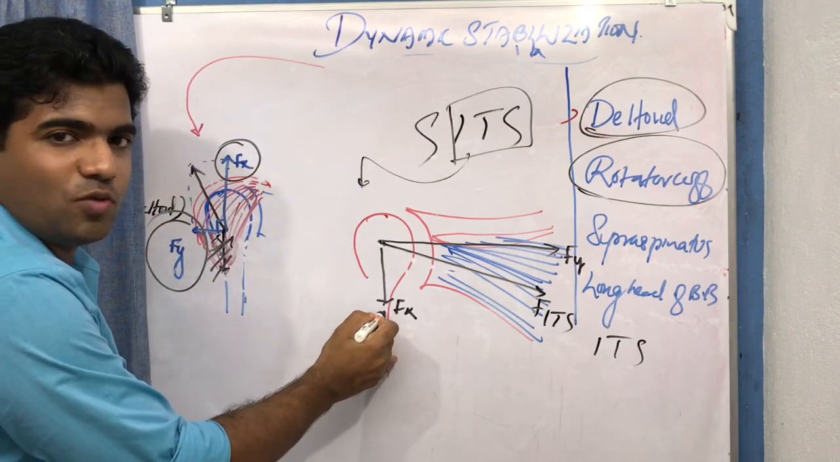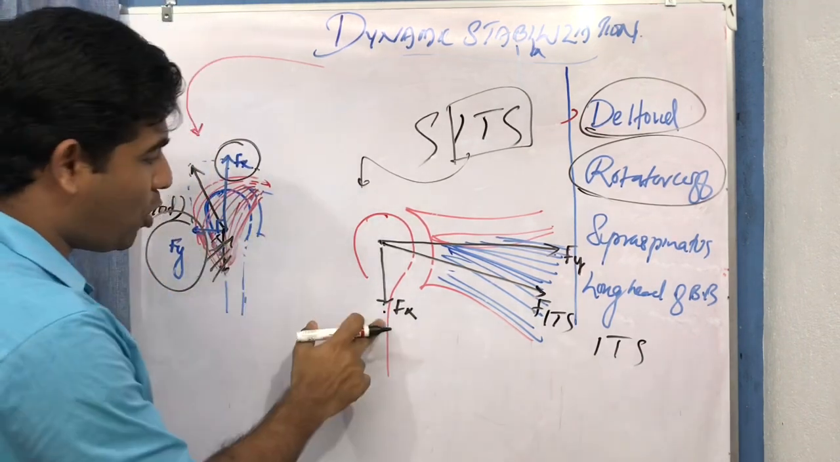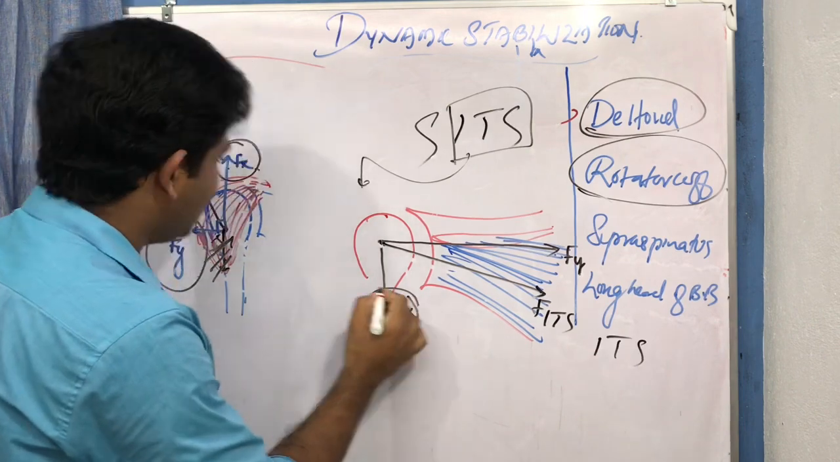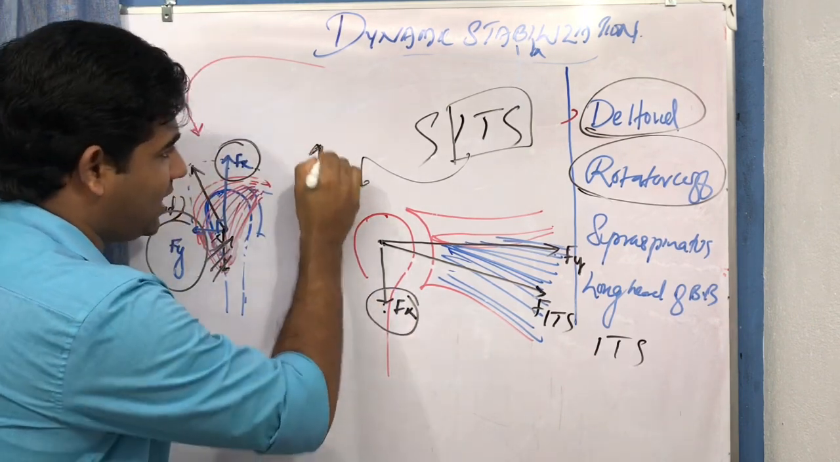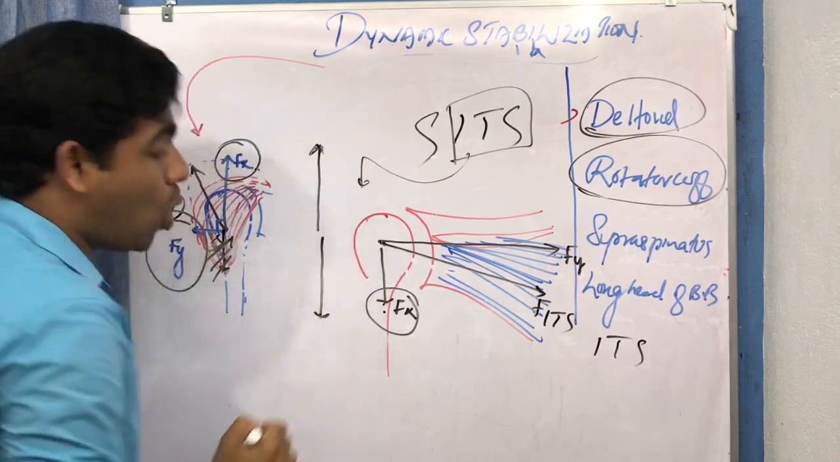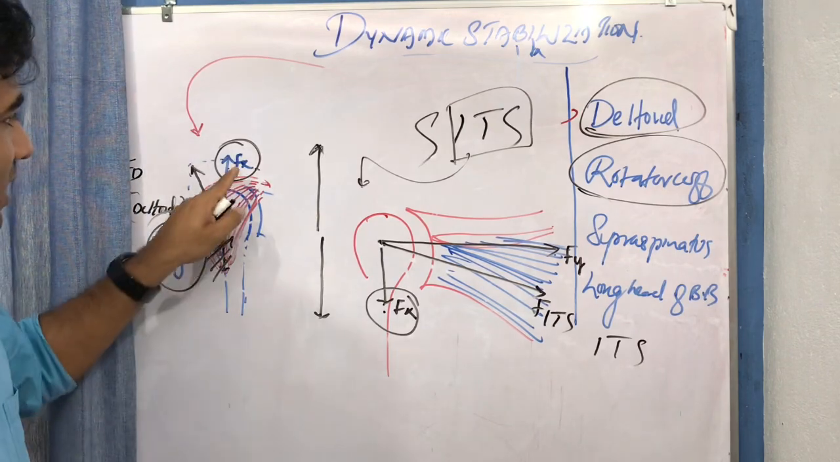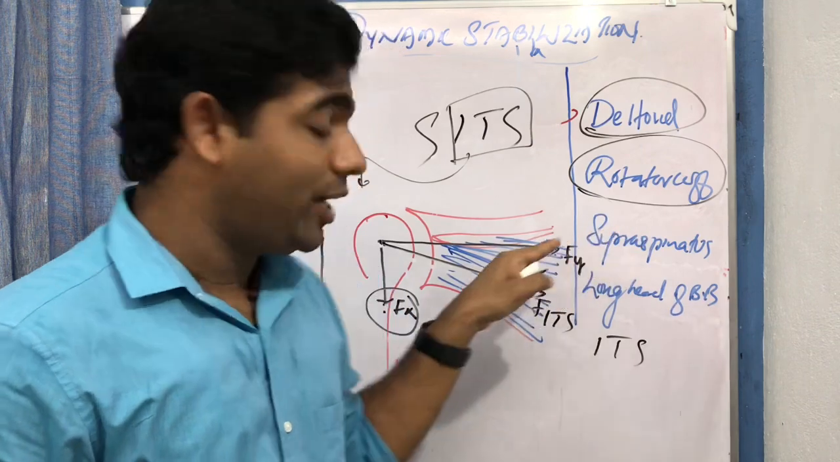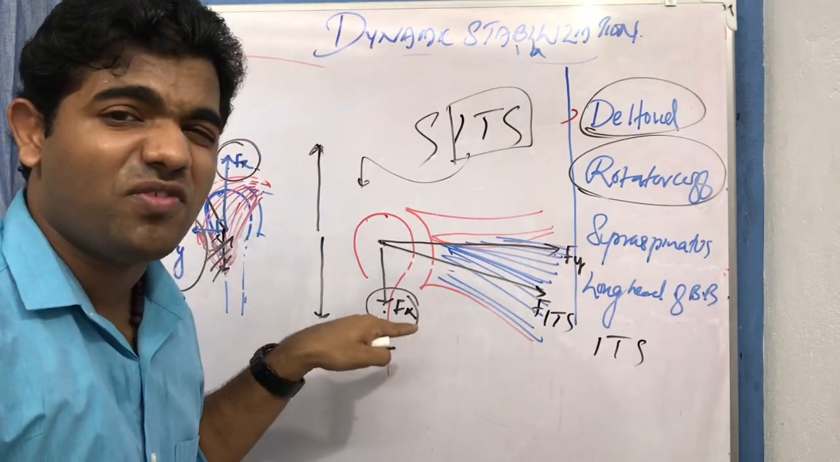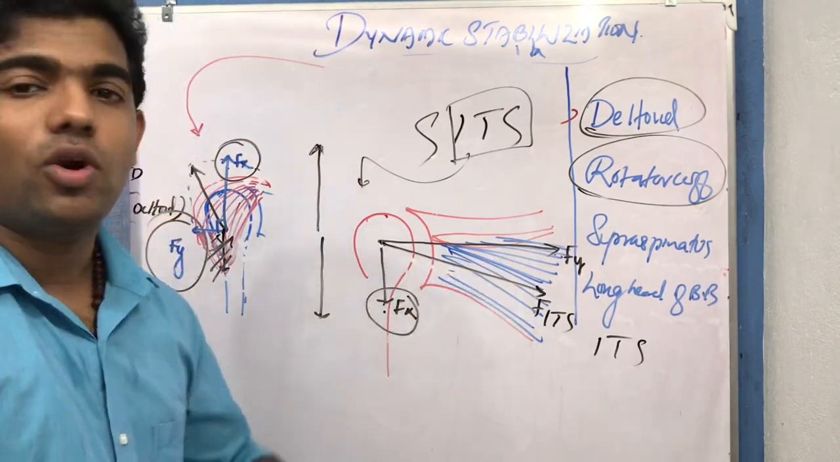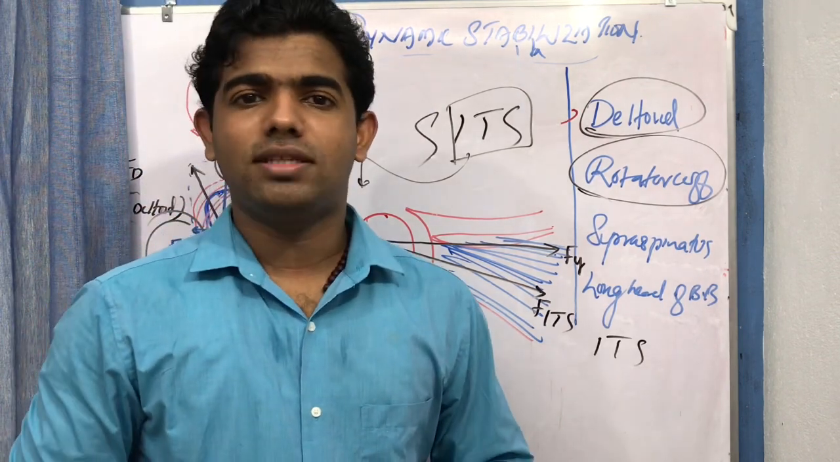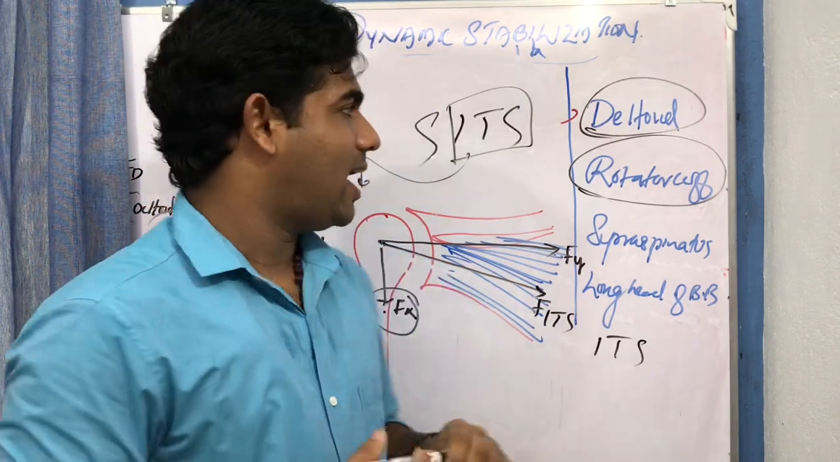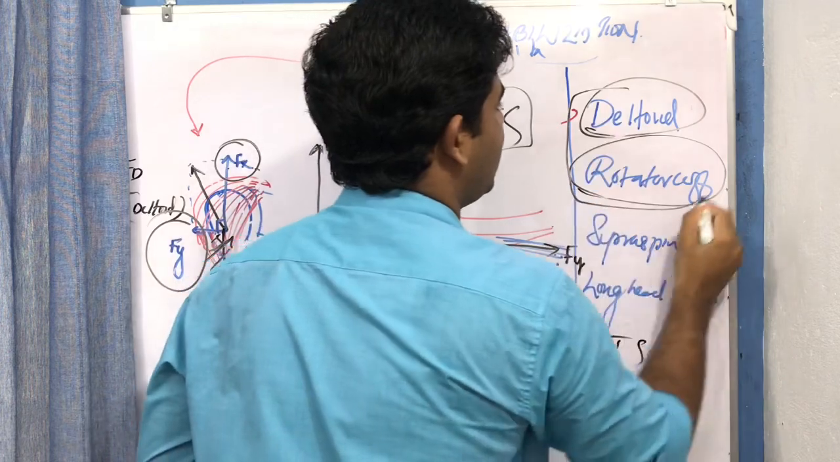You see, we got an Fx component here, the same magnitude but opposite in direction. That means the superior translation, which was a drawback of the deltoid, will be balanced by the Fx component of the rotator cuff muscle. So what happens in the total picture? We combine the story of the deltoid and the rotator cuff.